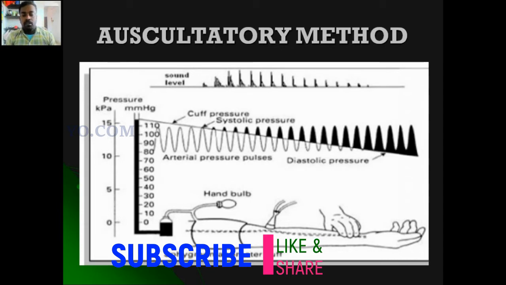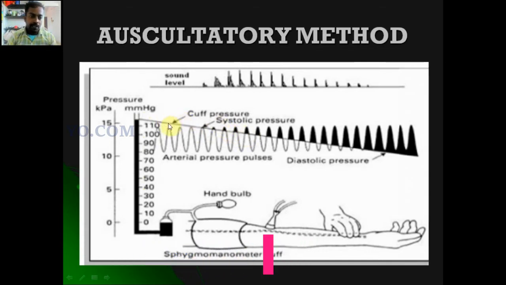auscultatory method. Okay, auscultatory method. So this is a diagram. Actually this line indicates a pressure level. Initially the cuff pressure is maintained over our systolic pressure. Actually the highest pressure is the systolic pressure, so the cuff pressure is more than the systolic pressure. So this is our mercury meter. The mercury meter shows the highest pressure, that is over the systolic pressure. At this pressure the blood flow is stopped.